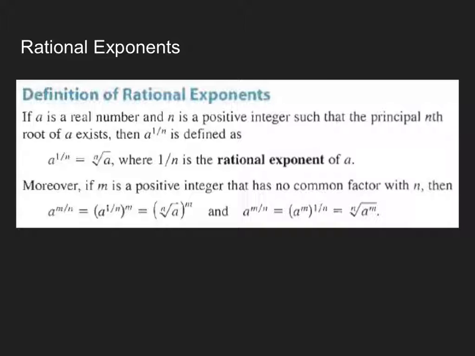Moreover, if m is a positive integer that has no common factor with n, then a to the m over n is equal to a to the 1 over n raised to the mth power, which is equal to the nth root of a raised to the m power. Additionally, a to the m over n is equal to a to the m to the 1 over nth power, or the nth root of a to the m power.